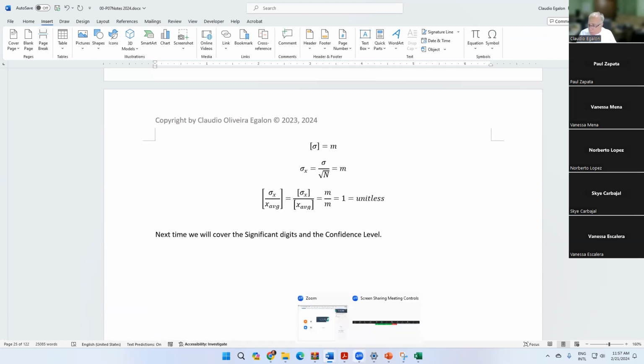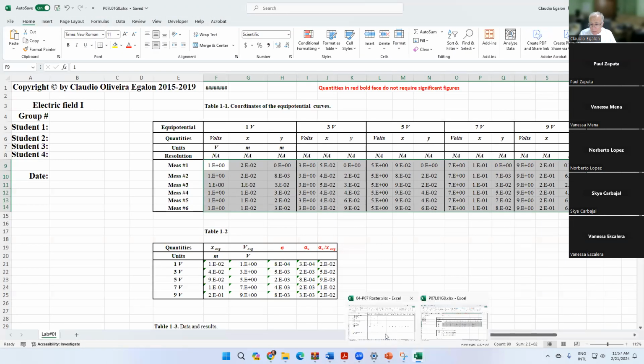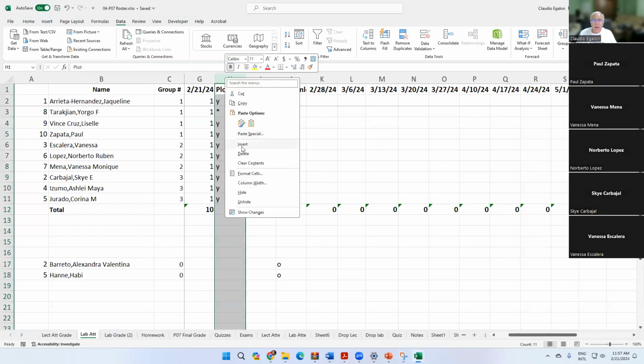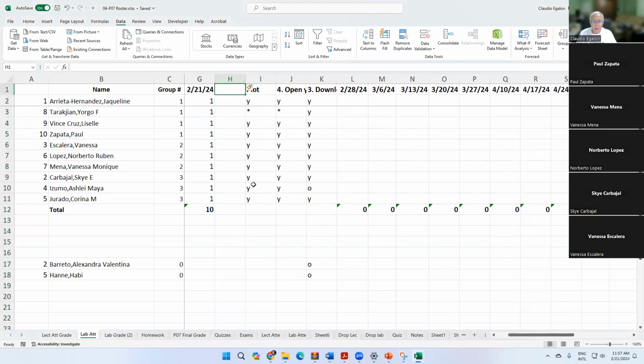Okay, let's see how you're all doing there. 11:57. Now, Jacqueline, did you plot both graphs? Yes, you did. Okay, any questions? Plot graphs, fill up the units. And next time we'll talk about the other two things, that is confidence level and significant digits.